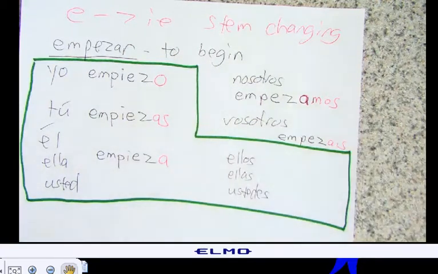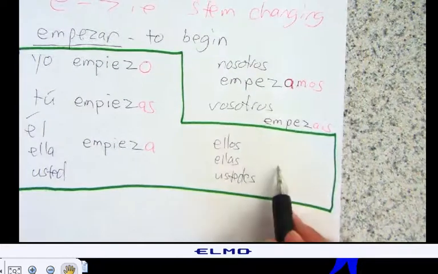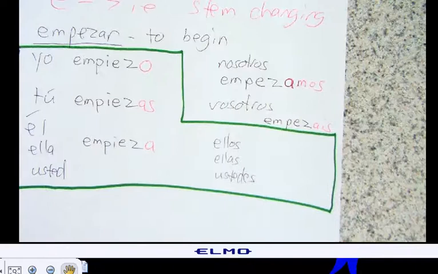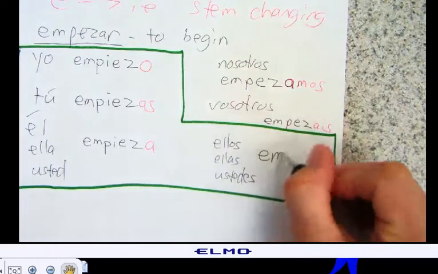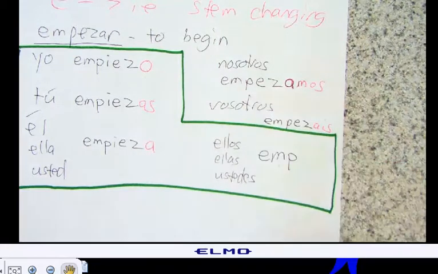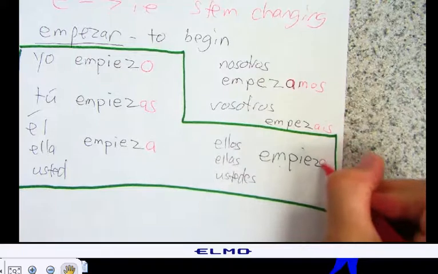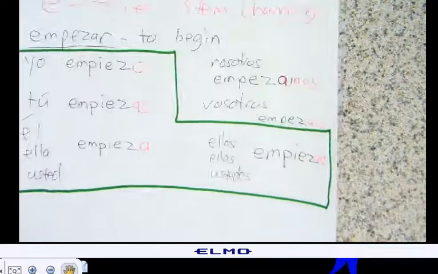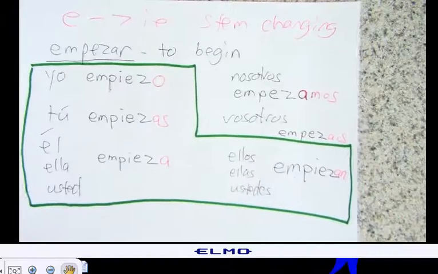So I'm going to take a pause here, and you figure out what that is going to be. Write down what you think. They begin, how you conjugate that. And I will do it in about 5 seconds. 4, 3, 2. Okay. Empiezan. The E changes to IE. So, there you have it. An E to IE stem changing verb.